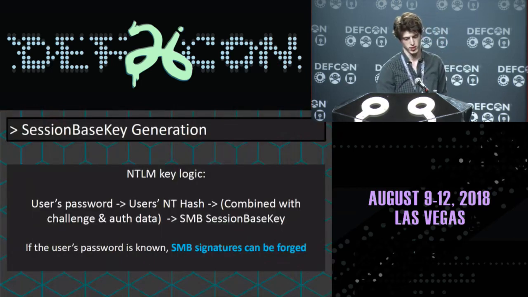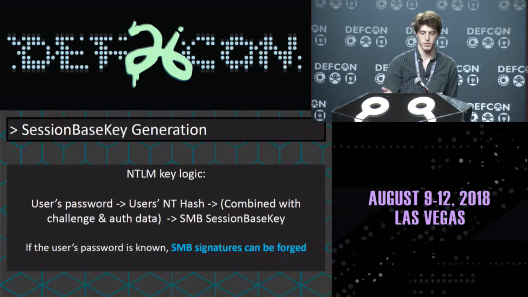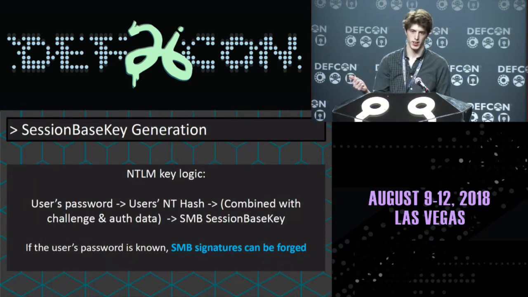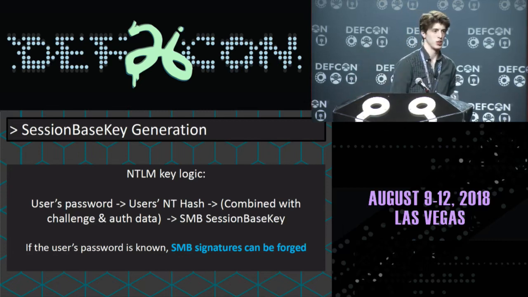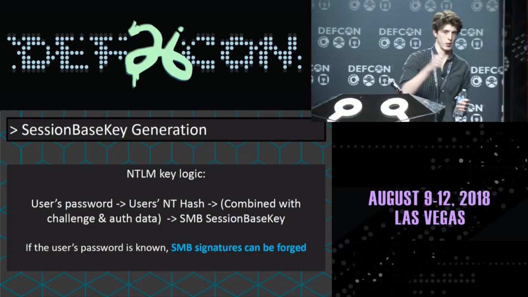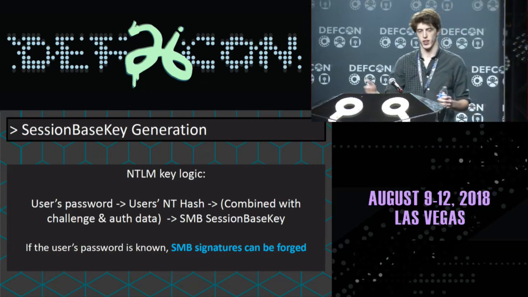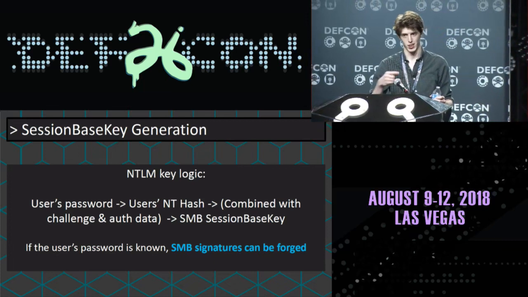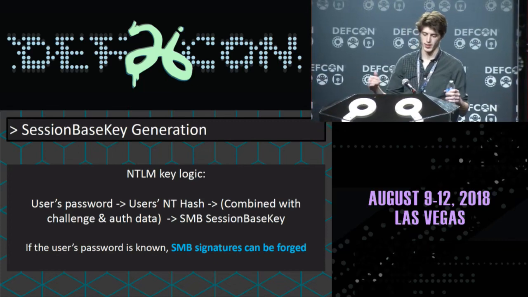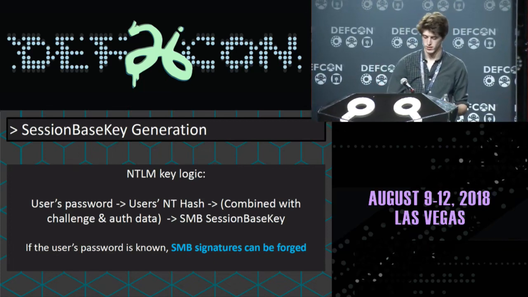So the key logic works like this. You get the password, it gets converted to the NT hash, gets combined with all that authentication data, and then that generates the session base key. Once you get that session base key, you can use it to sign packets, or in other versions of SMB, you can use it to generate the keys to sign the packets. Long story short, this is the value we care about.